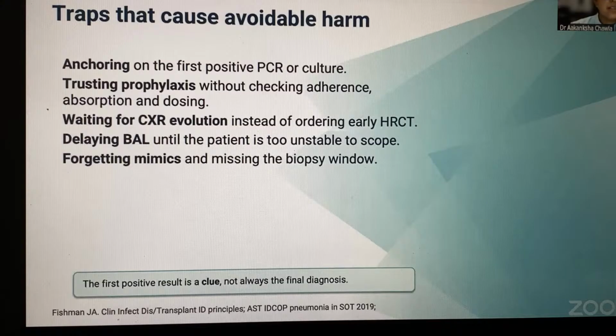That can cause actually avoidable harm. You're anchoring on the first positive PCR or culture. You're trusting prophylaxis without checking adherence, absorption, and dosing. Waiting for the chest X-ray evolution instead of ordering an early HRCT. Must do an early HRCT and BAL in these patients. Don't wait. Delaying BAL and forgetting the mimics. Always remember non-infectious mimics for all your patients.